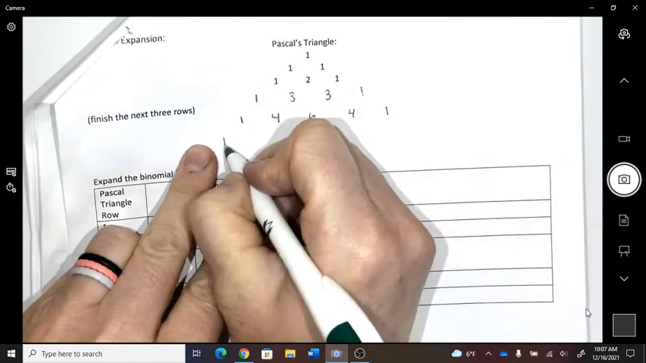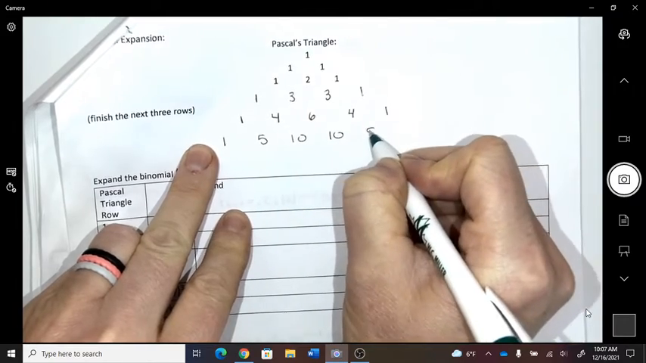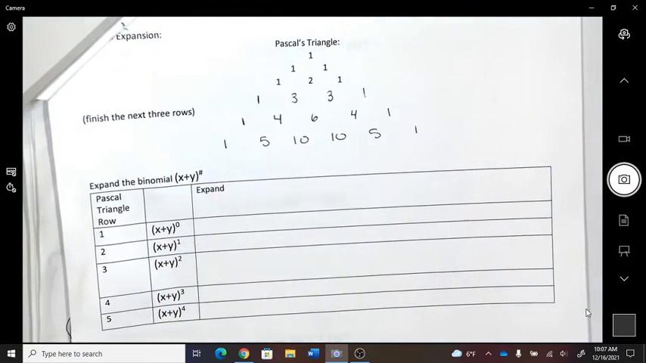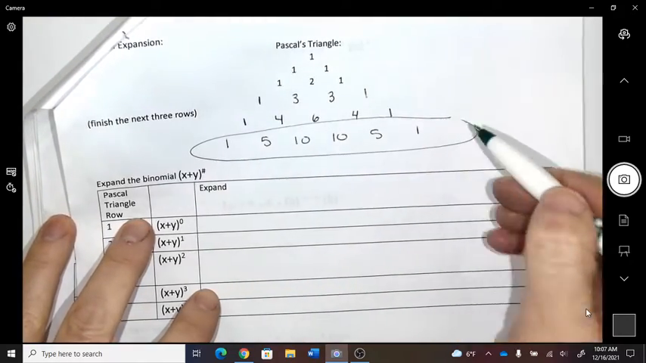Did you go 1, 5, 10, 10, 5, and 1? Okay, so you're adding. So the next would be a 1, a 6, 15, 20, 15, 6. Okay. Why? What does this have anything to do with what we've been learning? Okay, so for example, I'm going to take this row that we just did.